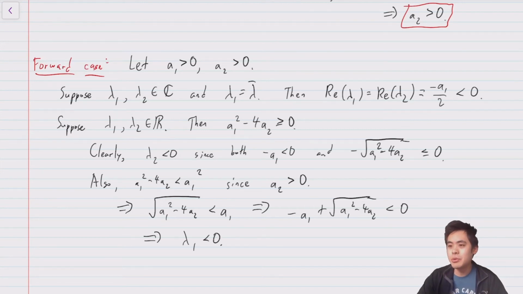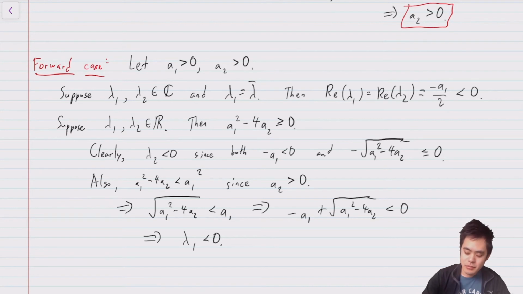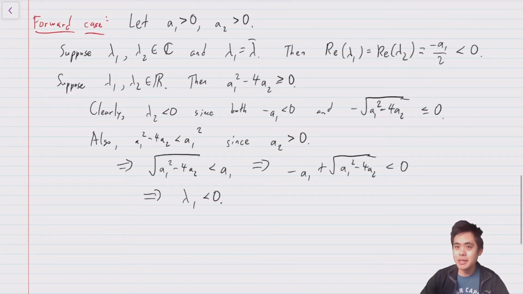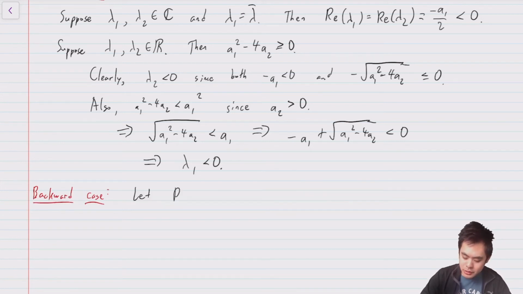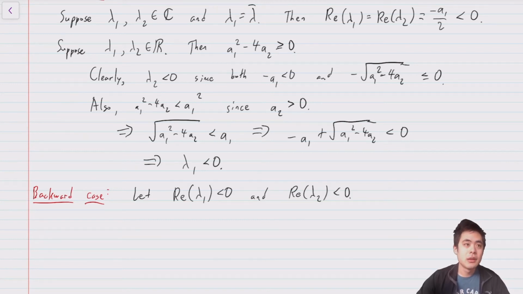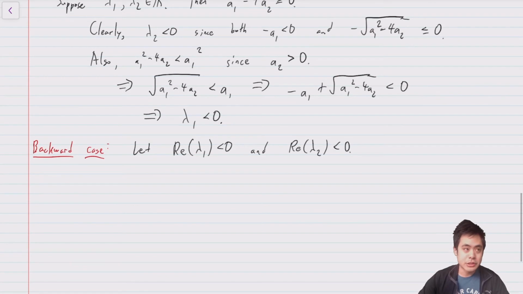So whether lambda 1 and lambda 2 are complex or real, you know that the real part of them is negative, assuming that a1 and a2 are both positive. So let's consider the backward case. We're going to let the real part of lambda 1 be less than 0, and the real part of lambda 2 also be less than 0. The proof is pretty straightforward: you just go backwards on all of them.